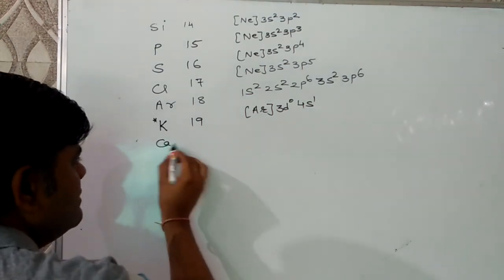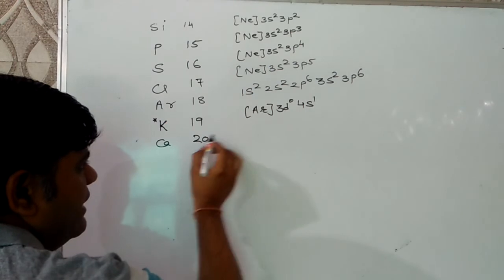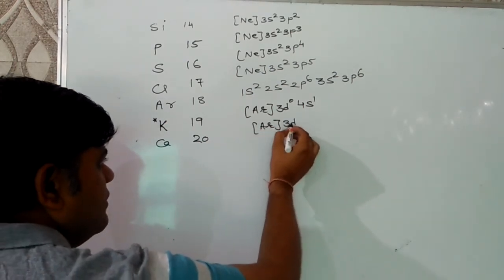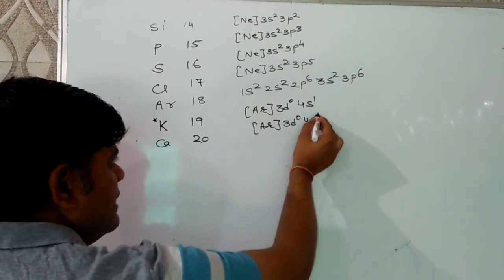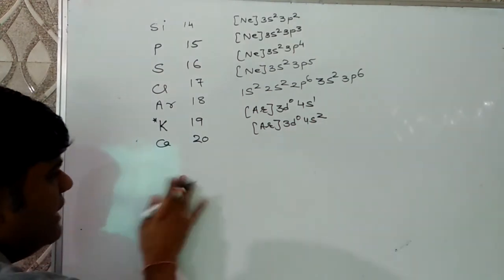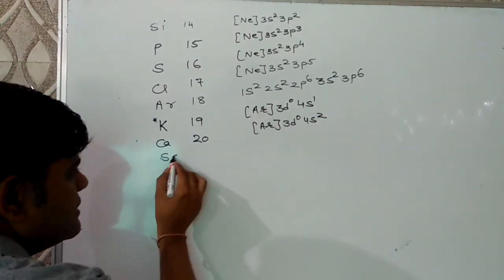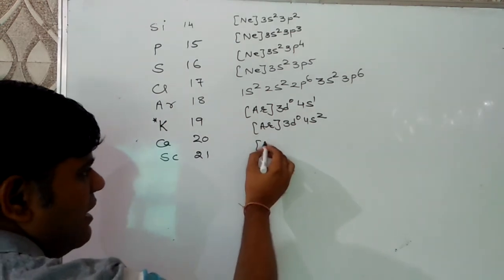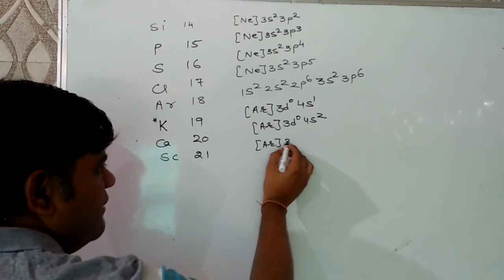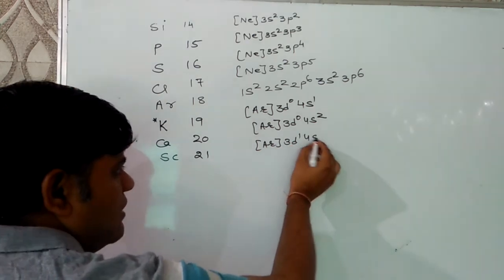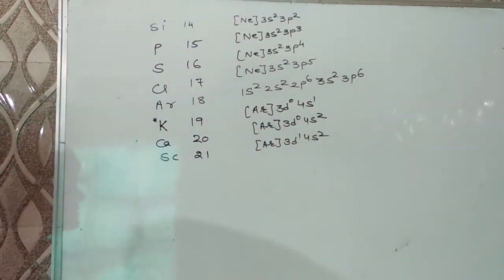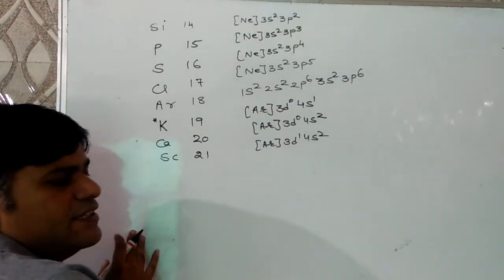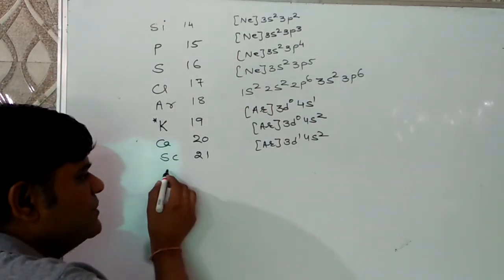Next one is calcium. Atomic number 20. It will be argon 3d0 4s2. Next one is scandium. Atomic number 21. Transition element, argon 3d1 4s2. After filling of 4s subcell, we have to start filling of 3d. So it will be argon 3d1 4s2.